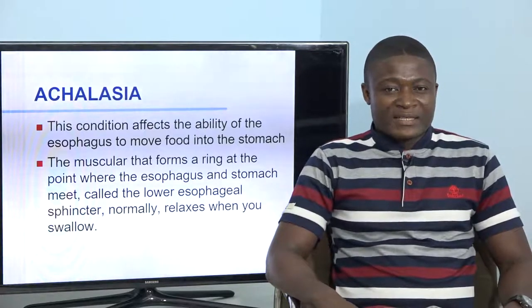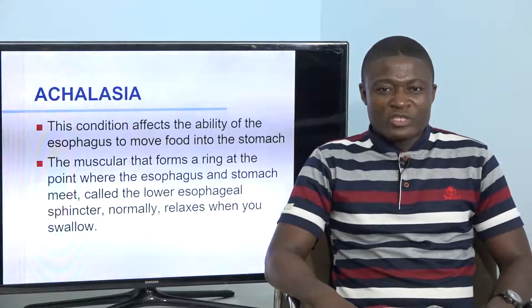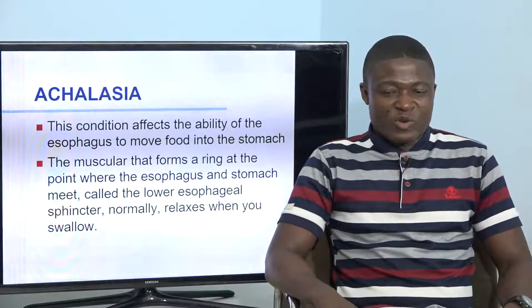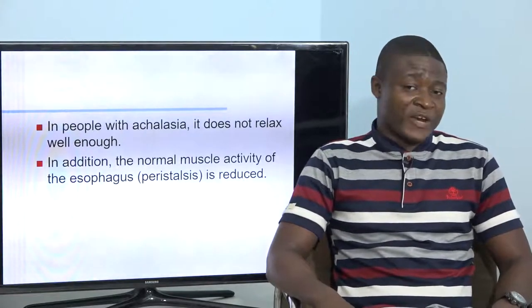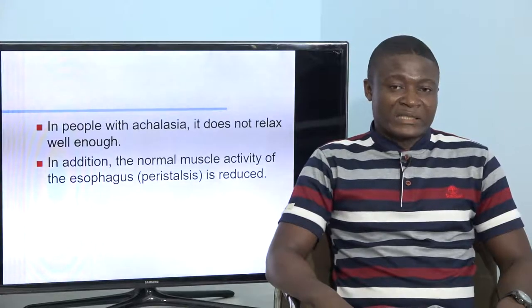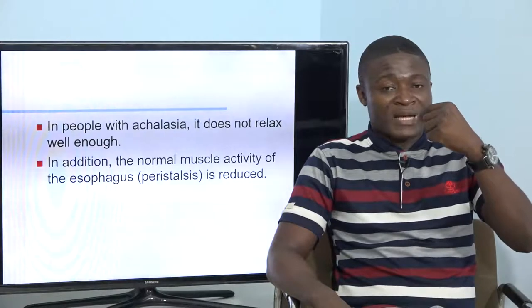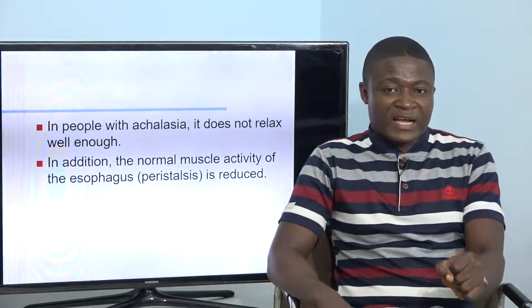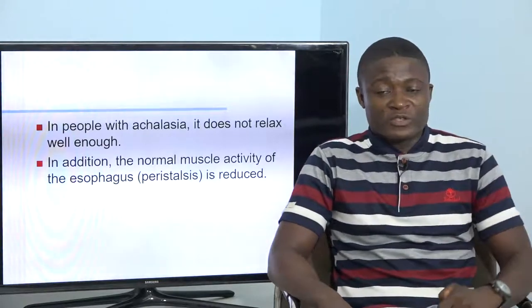With achalasia, the muscle that forms a ring at the point where the esophagus and the stomach meet, called the lower esophageal sphincter, normally relaxes when you swallow. Basically, what I'm trying to say is, you know about the sphincters, right? The lower esophageal sphincter is not just like a canal where you put food in your mouth and then the food descends straight forward and falls into the stomach. No, there is a sphincter at the lower end, the meeting point of the esophagus and the stomach.